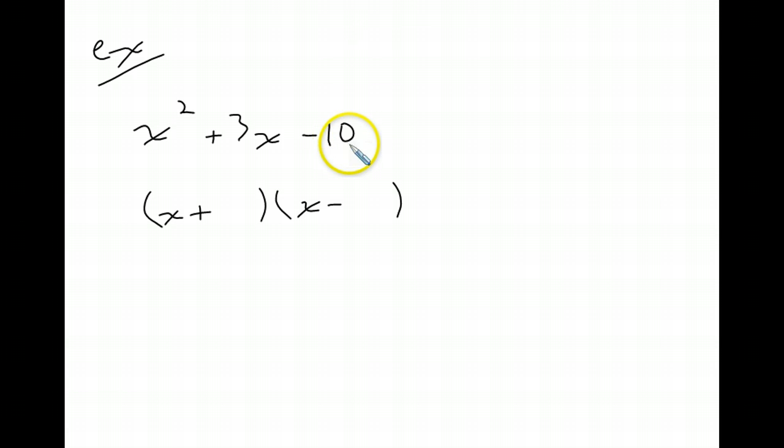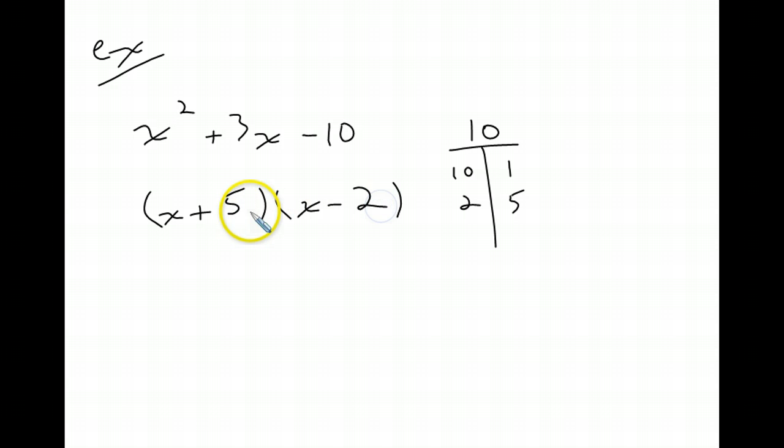But now I need two numbers that multiply to be 10, and in this case, since they're different signs, their difference is going to be positive 3. So I have 10 and 1, 2 and 5. 2 and 5, their difference is 3, so I would want to put plus 5 minus 2, so that way 5 minus 2 is a positive 3. And 5 times negative 2 is negative 10. So that works as well.